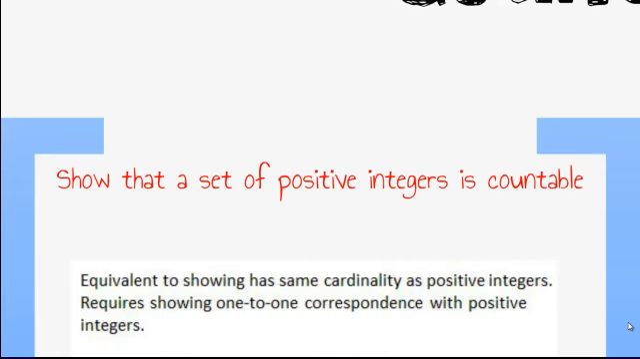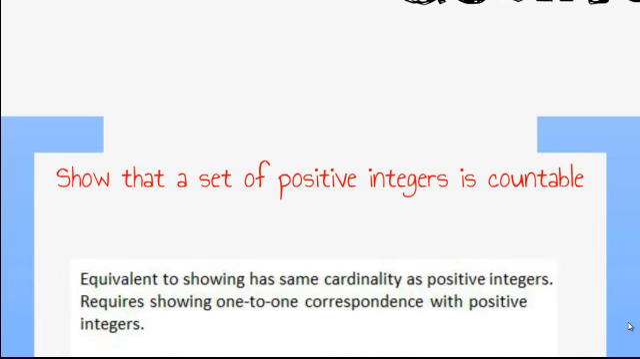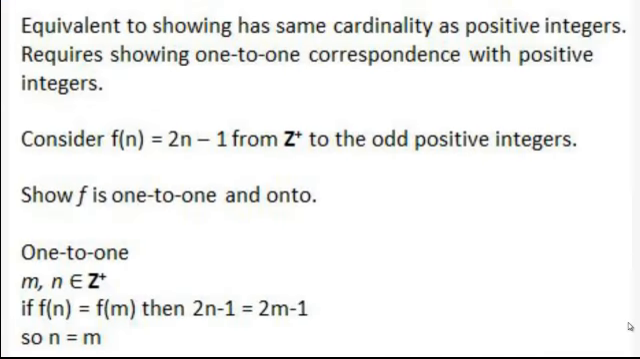When dealing with countable sets, we can show that a set is countable. That is equivalent to showing that the set has the same cardinality as the set of positive integers, which requires showing a one-to-one correspondence with the set of positive integers.